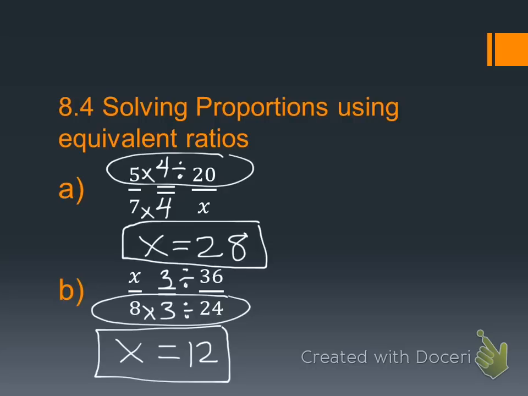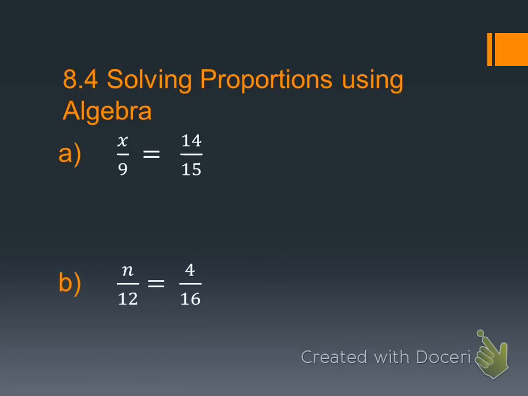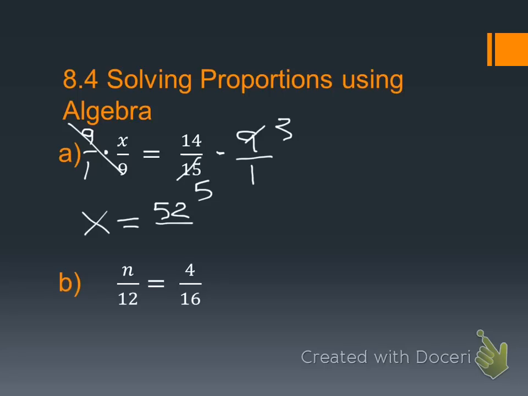Now, if I'm using algebra to solve, I want to multiply by the reciprocal. So just remember the key word reciprocal. Multiply by 9 over 1, those cancel. Multiply this side by 9 over 1. Those reduce to 3/5. X equals 52 over 5. You'll want to convert this to a decimal, okay? Because we don't want a fraction over a fraction. 52 divided by 5 is 10.4.